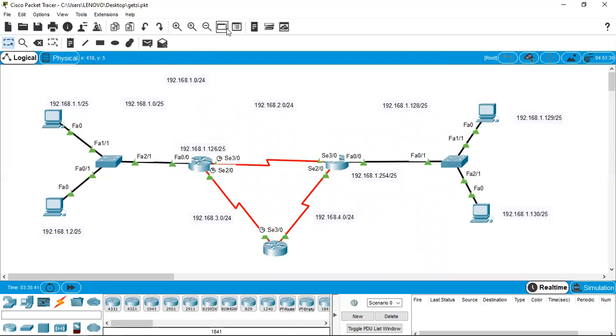The commands are very simple. All you need to do is this: router rip, then you give version 2, and then you give the network addresses. For instance, network 192.168.1.0. This is an example. Similar to that, all the connected networks have to be advertised. So the difference is this keyword called version 2. Now RIP version 2 is successfully configured in this topology.